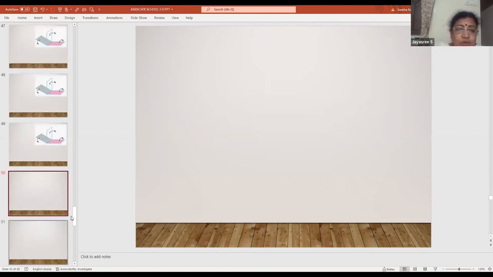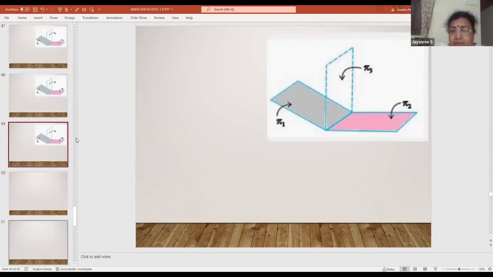And then the line and the plane: the point of intersection of the line and the plane concept, we'll learn it. These are the basic things I have decided to discuss tomorrow.